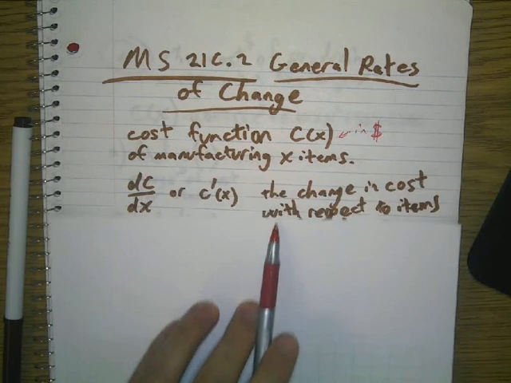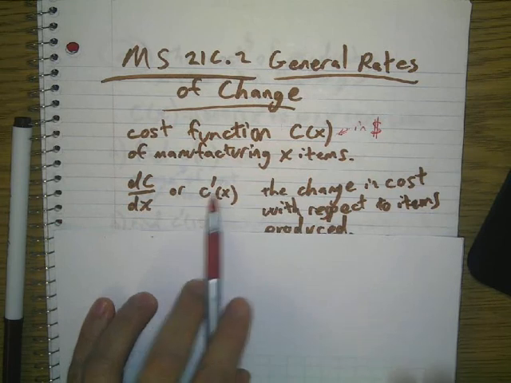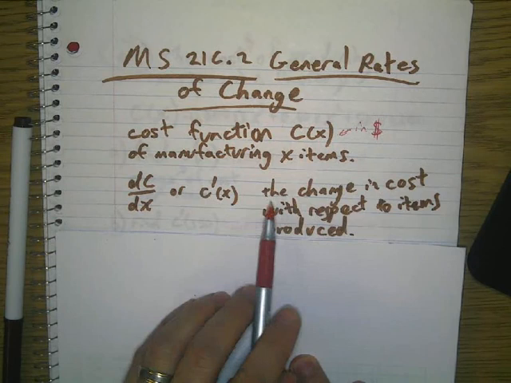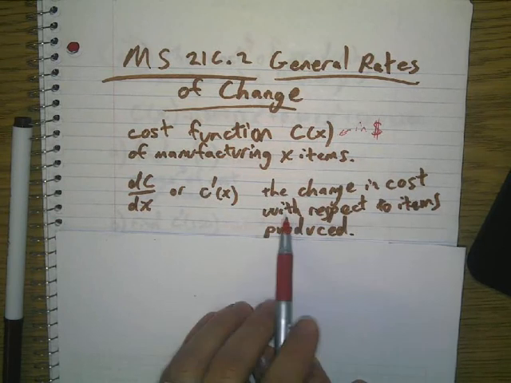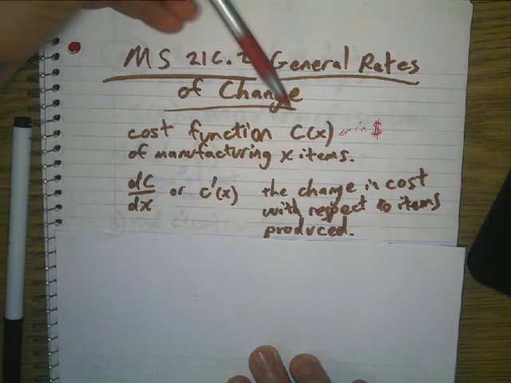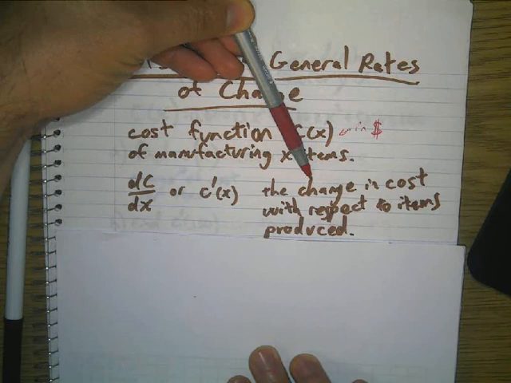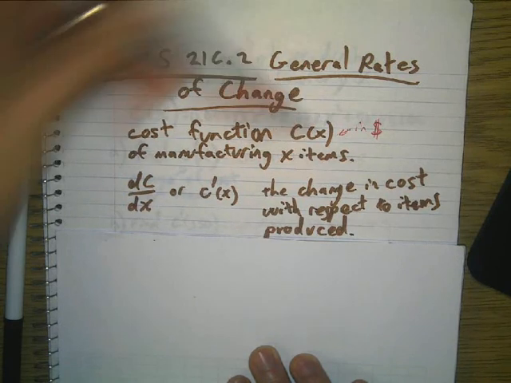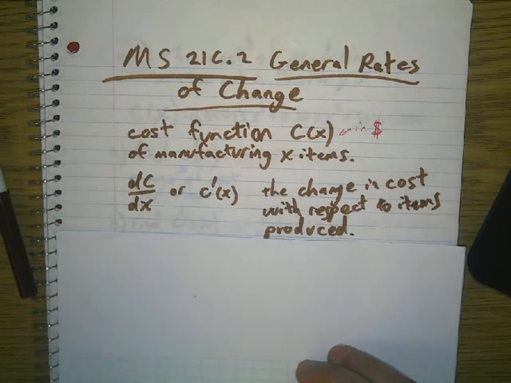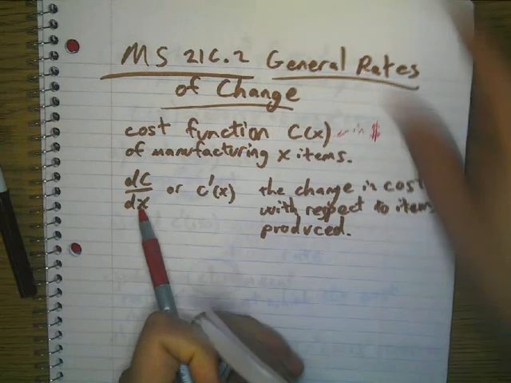Okay, so dc over dx, or c prime of x, is the derivative of this function c of x, which is the change in the cost with respect to the items produced. So this gives you the cost function for the item, and this is how it's changing. Like, for example, the slope, right? How is it changing? Is it getting more expensive to produce them or less expensive? Okay, so let's look at one of the first examples.